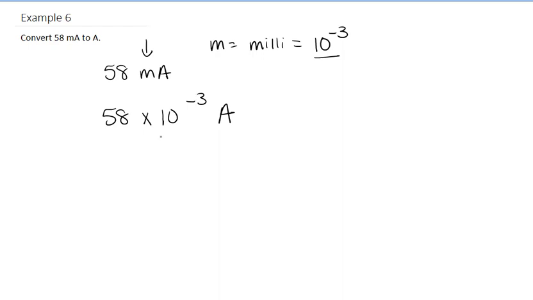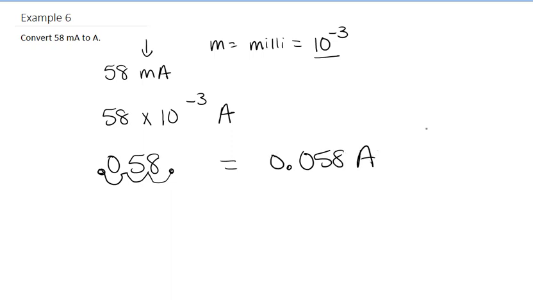So 58, when we move the decimal over to the left, 1, 2, 3, we now have it as 0.058 amps. So this would be our final solution.